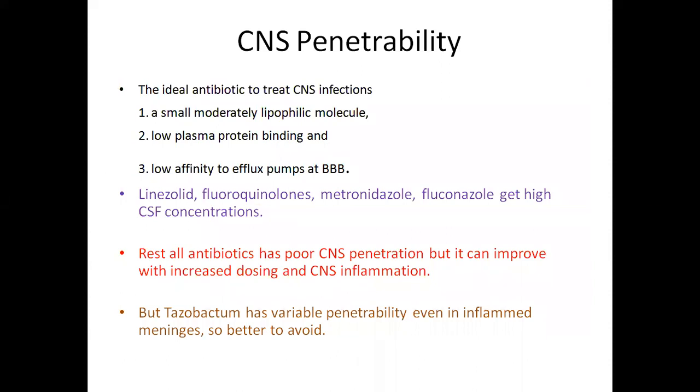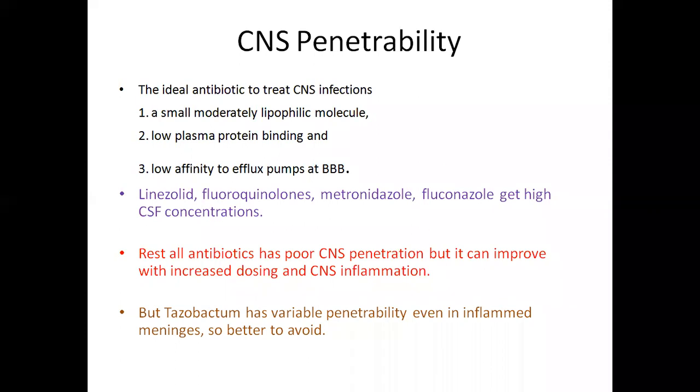Then the next property is tissue penetrability. In tissue penetrability, the first thing to think about is the CNS. The ideal antibiotic to penetrate the CNS should be a small, moderately lipophilic molecule with low plasma protein binding. If they have high plasma protein binding, restricted to the serum, they cannot penetrate the blood-brain barrier. And they should not be substrates for the efflux pumps situated at the blood-brain barrier. Based on these three properties, linezolid, fluoroquinolones, metronidazole, and fluconazole will have very high CSF concentrations, even in normal individuals, even without meningitis. The rest of all antibiotics, apart from these four, will have poor CNS penetration, including meropenem, ceftriaxone, vancomycin, and amikacin.